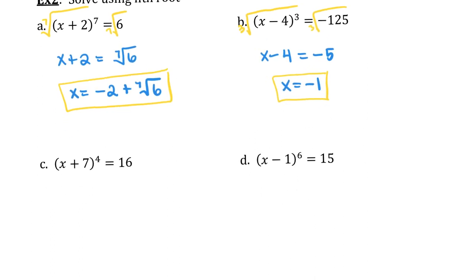Okay, let's look at x plus 7 to the fourth. So I'm going to do fourth root. Okay, now if I do the fourth root of 16, is there a plus minus? Yes, because it's an even root. Fourth root of 2. Okay, so I should get 2 answers. Okay, if I minus the 7 from the positive 2, I get negative 5. Minus 2 minus 7 is minus 9.